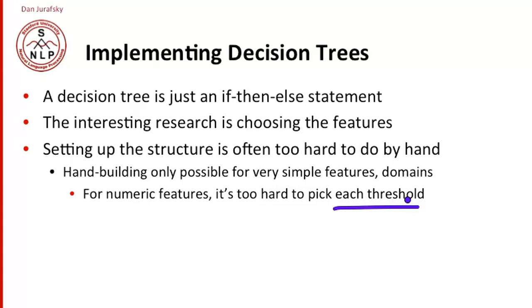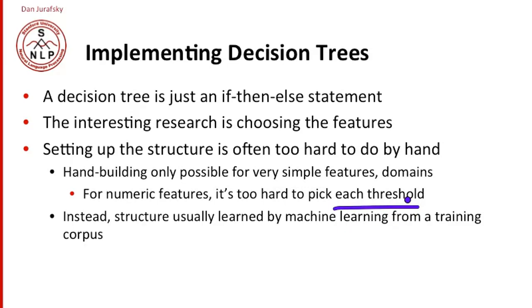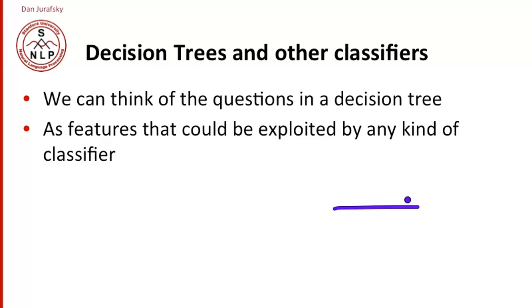I've got to have a question in the decision tree. Is this probability greater than some threshold theta or not? And I've got to set all those thetas. And so generally, we use machine learning that learns the structure of the tree and learns things like the threshold for each of the questions that we're asking.